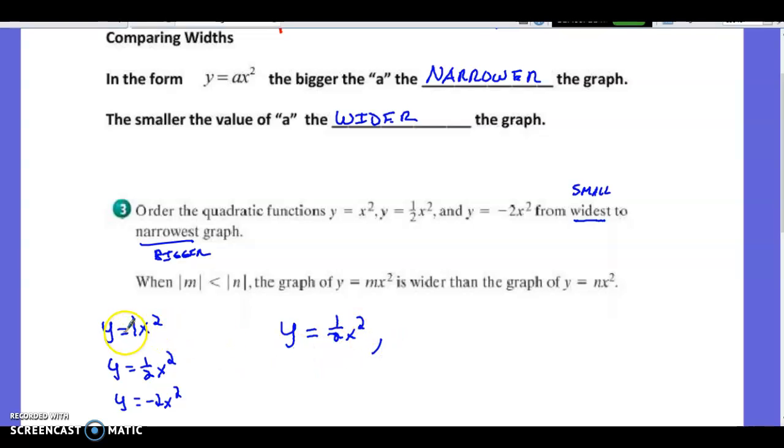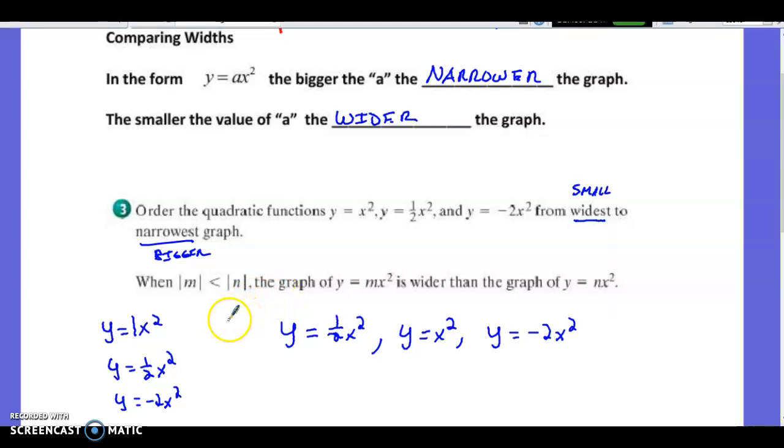My next one, so I'm basically going from least to greatest, would be the 1, because that's smaller than the 2. But again, remember, absolute value. We're just looking at the value of a. So my next narrowest would be y equals x squared. And then my narrowest of these three would be y equals -2x squared.